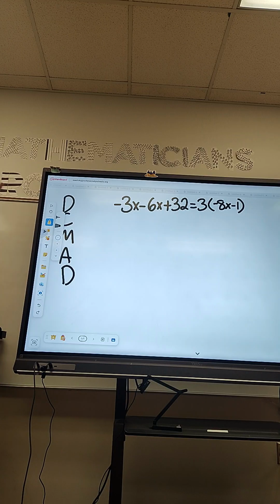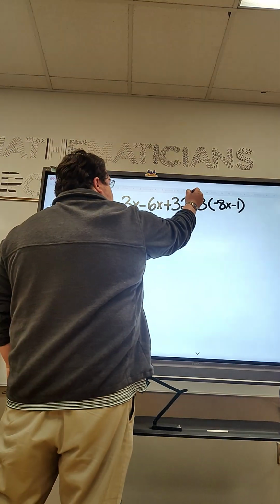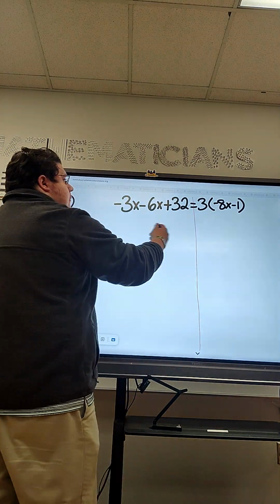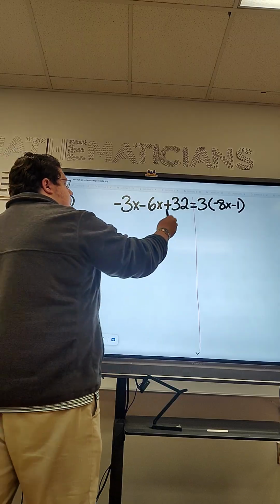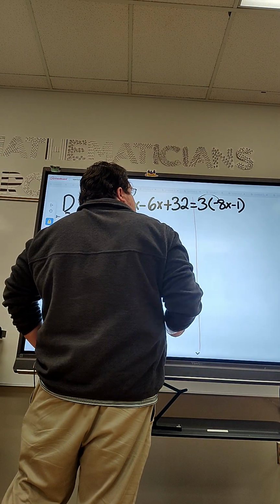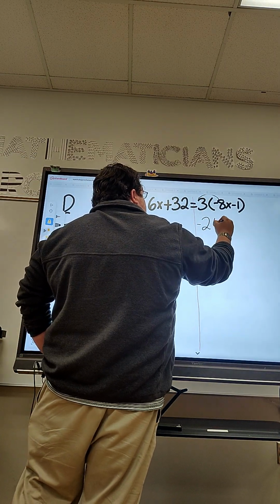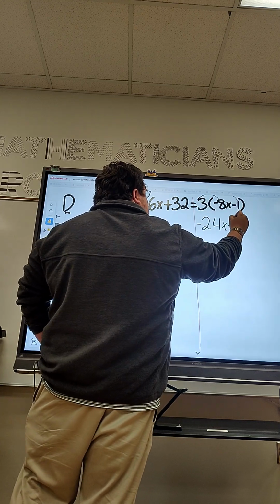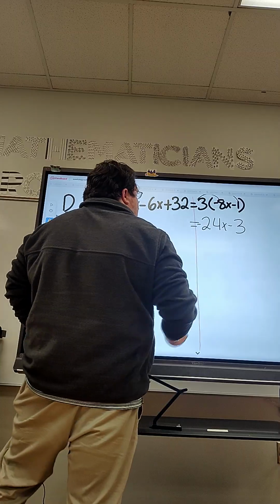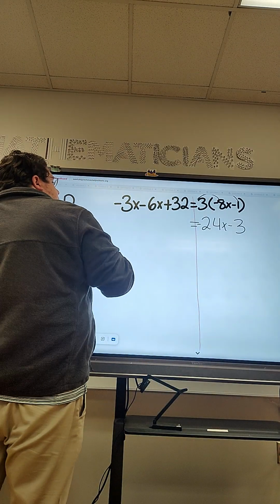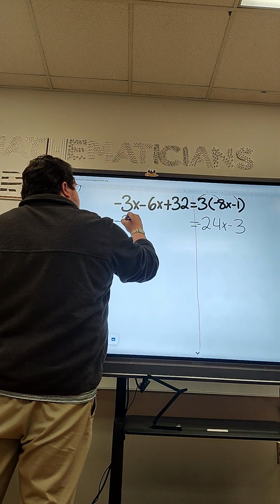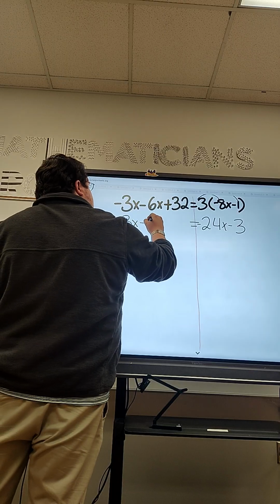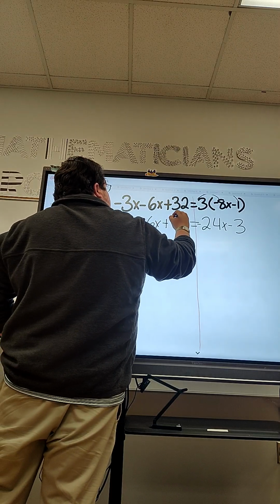Okay, we're going to go through all the steps of DCMAD to actually solve this problem. First step, distribution. I see parentheses, so that means that I actually need to do some distribution here. -3 times -8x, -24x. And 3 times -1 is -3. And I will keep on saying it forever, whatever we don't use, we'll rewrite. So I'm going to rewrite this -3x, -6x, and this +32.